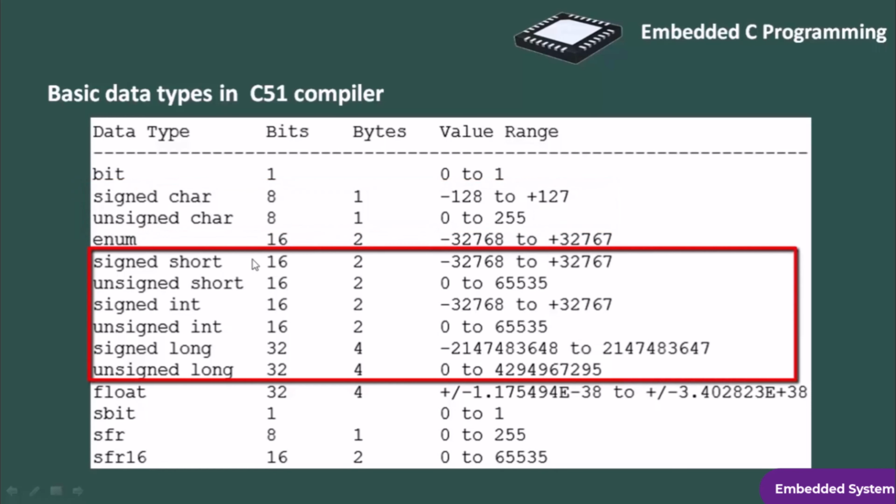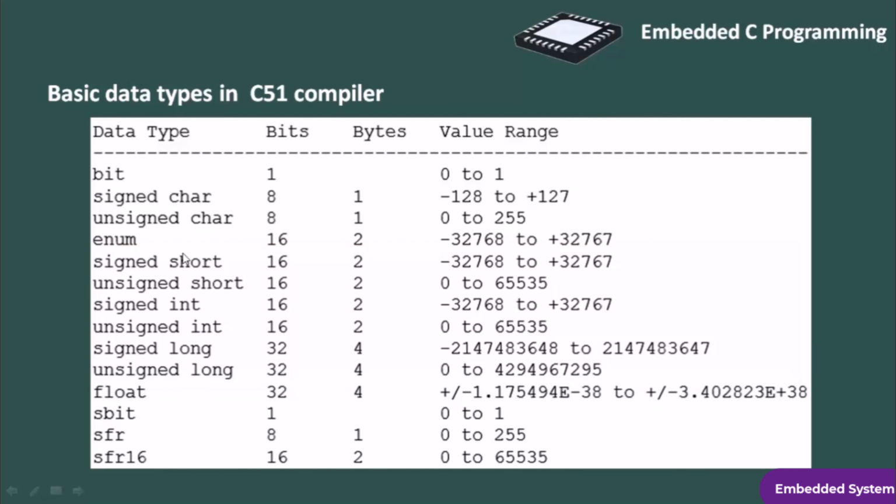Int. As the name suggests, an int variable is used to store an integer. Signed short, unsigned short, signed int, unsigned int, signed long, unsigned long, all these are int data types. Unsigned int is 2 bytes long and it supports values in the range 0 to 65535. Most of the data types are signed by default and the character is unsigned by default.